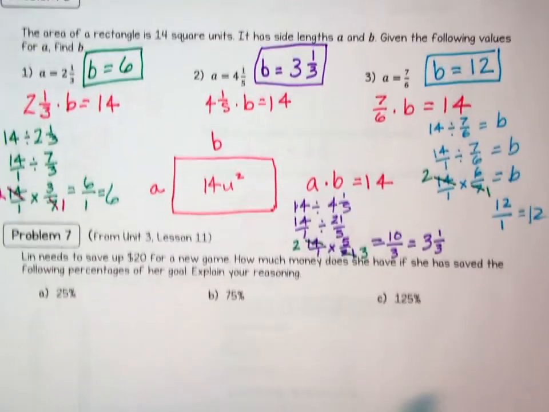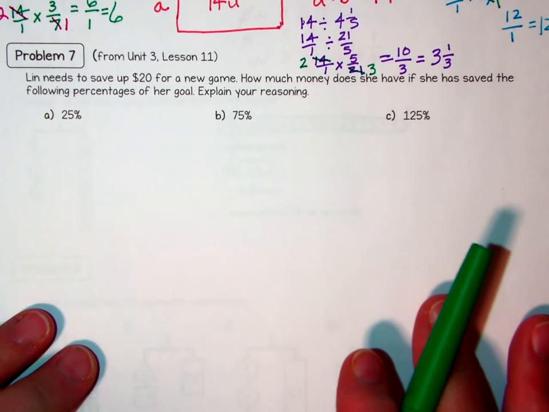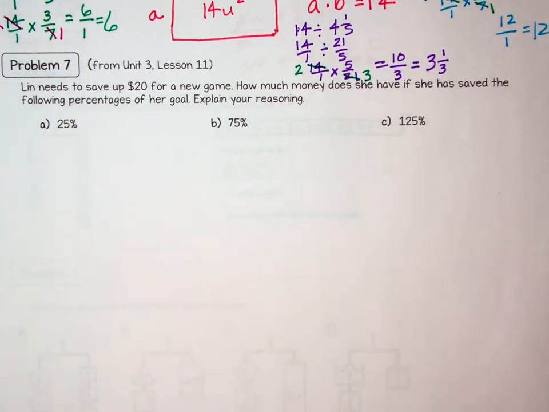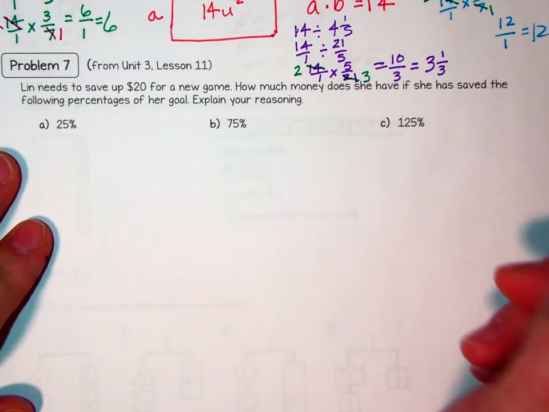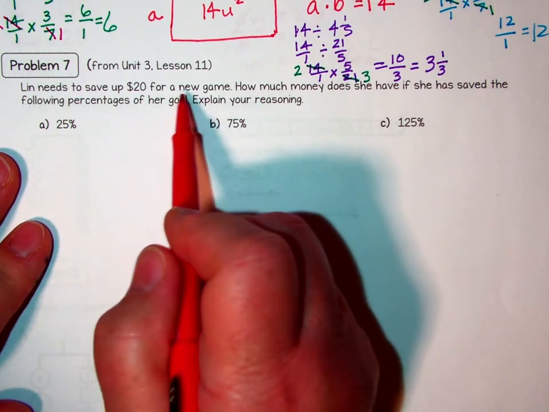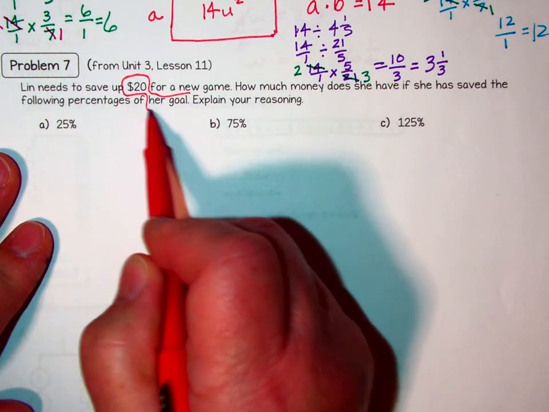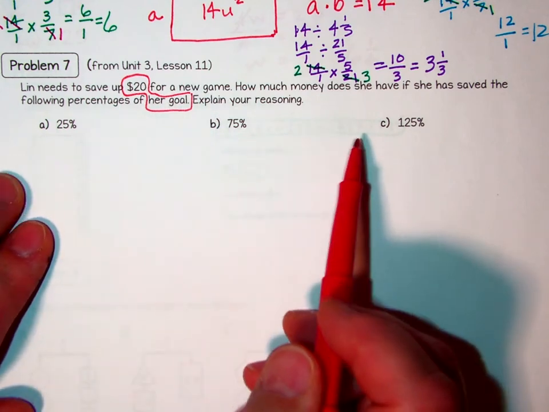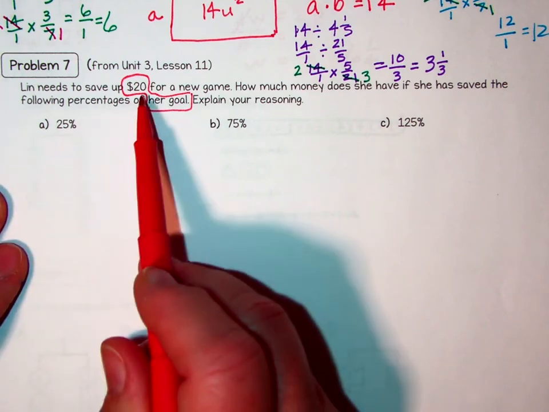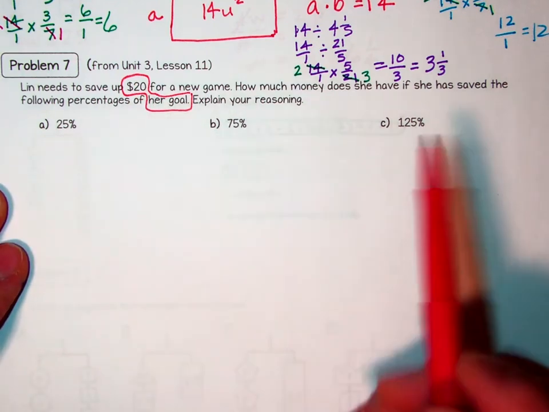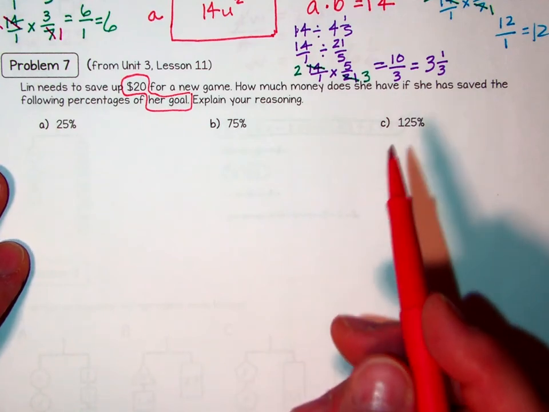All right, last one, problem 7, and this is a throwback to Unit 3 where we were talking about percentages. Problem 7. Lynn needs to save $20 for a new game. How much money does she have if she has saved the following percentages of her goal? So her goal is $20. And in each of these, it's giving you the percentage of that goal that she has saved. So we just need to know 25% of $20, 75% of $20, and 125% of $20.